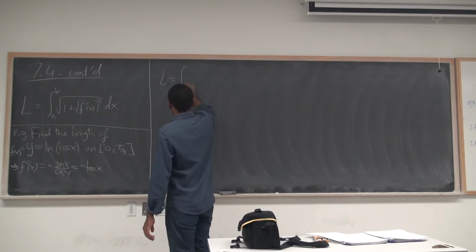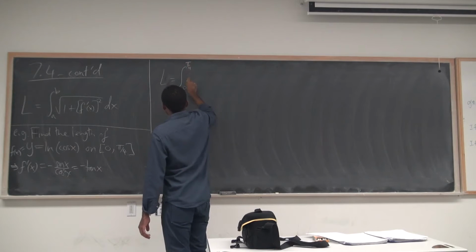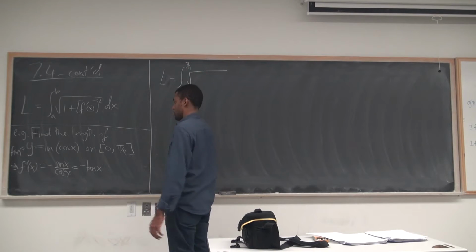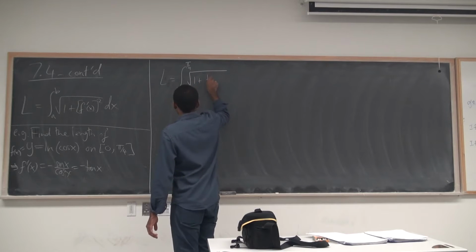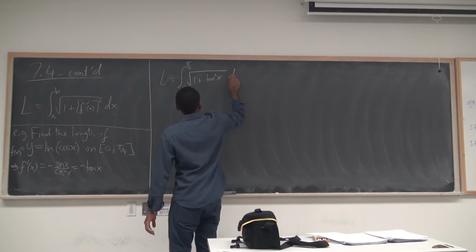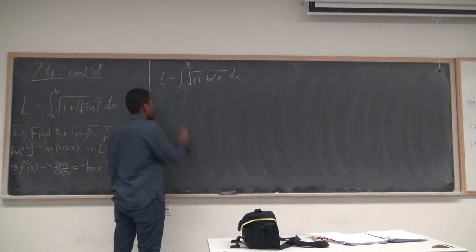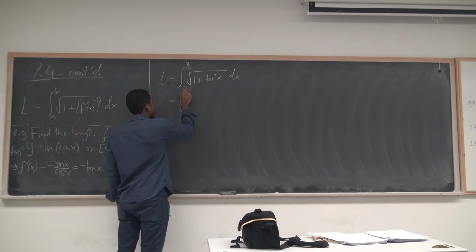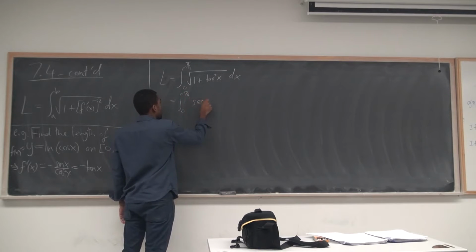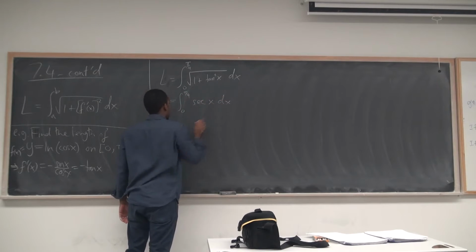So the length would be given by what formula? The integral from 0 to pi over 4 of the radical of 1 plus tangent squared, which becomes secant squared. You take the square root. We are positive on this interval, so the absolute value just gives us the original function, which is secant. So we need the integral of secant.